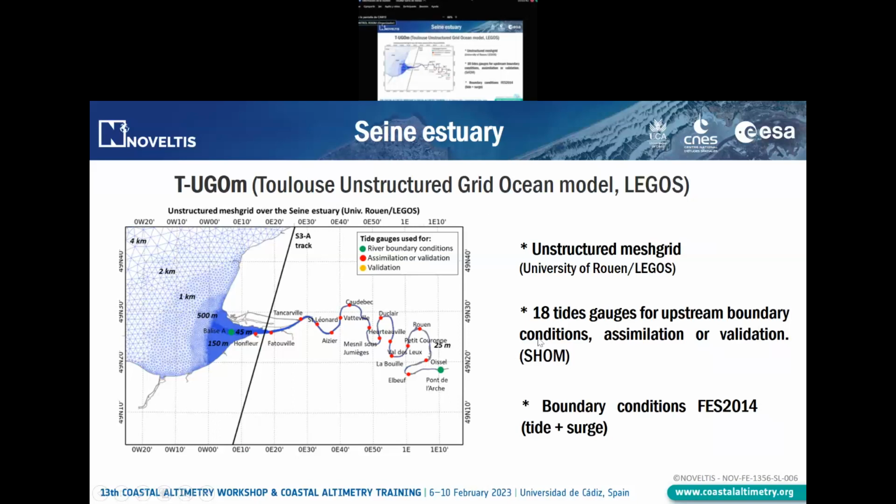Also, we use 18 tide gauges as boundary condition, assimilation, and validation, from the French hydrography service, SHOM. And on the ocean side boundary, we also use FES2014 to provide the tide and surge information as a boundary condition.